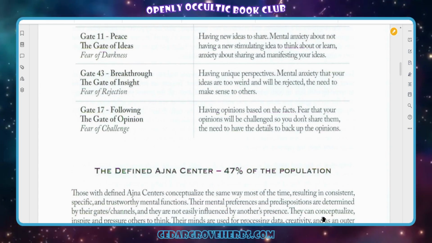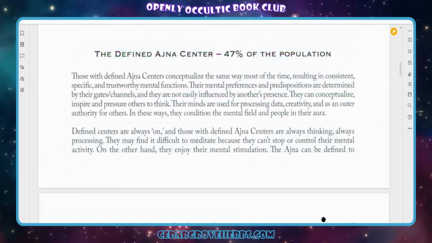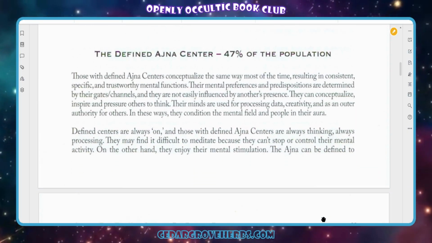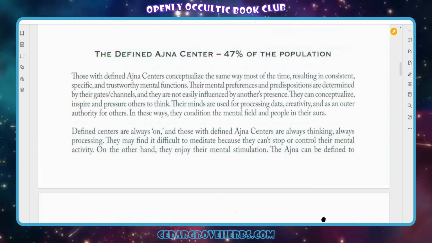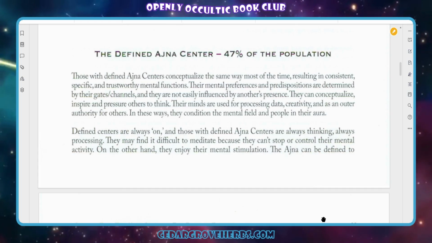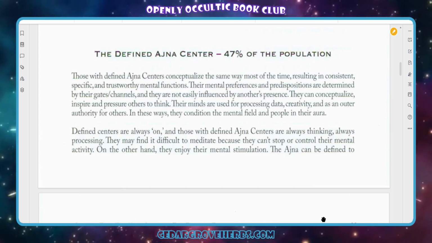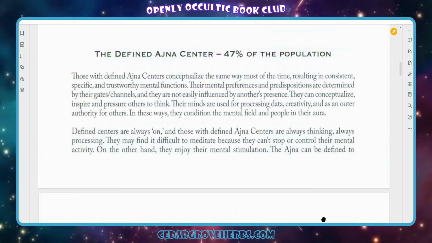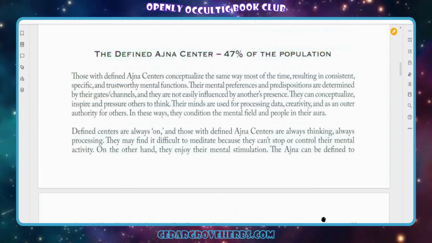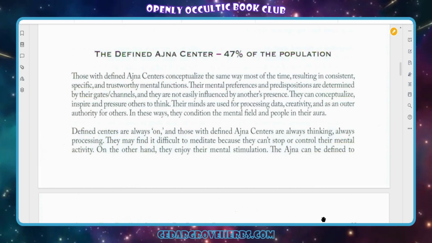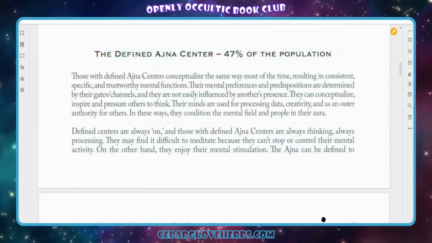The defined Ajna center is 47% of the population. Those with defined Ajna centers conceptualize the same way most of the time, resulting in consistent, specific, and trustworthy mental functions. Their mental preferences and predispositions are determined by their gates and channels, and they are not easily influenced by another's presence. This is for those who have a defined Ajna center on their body graph.